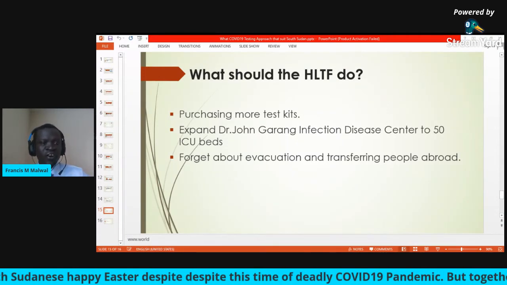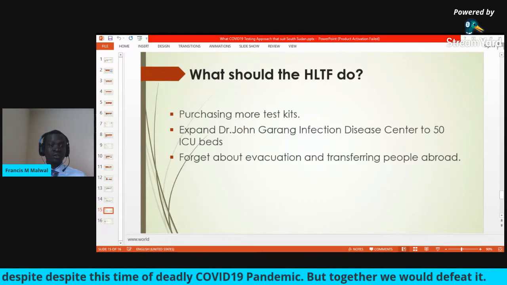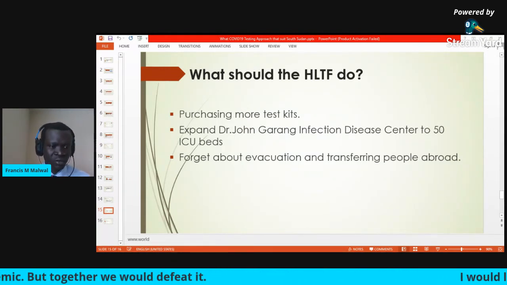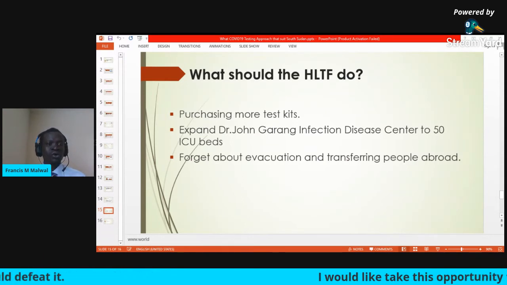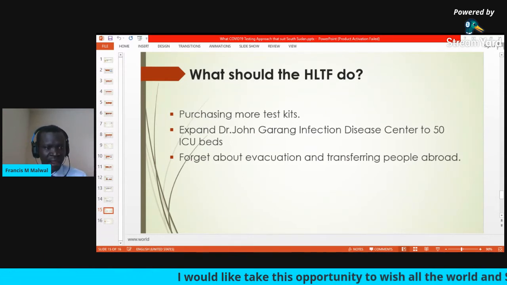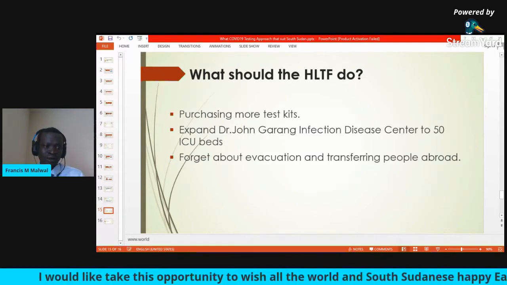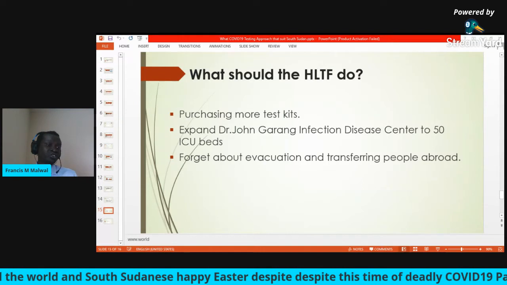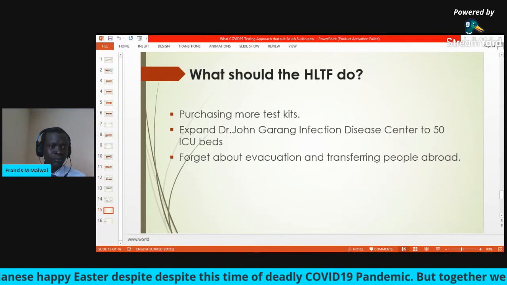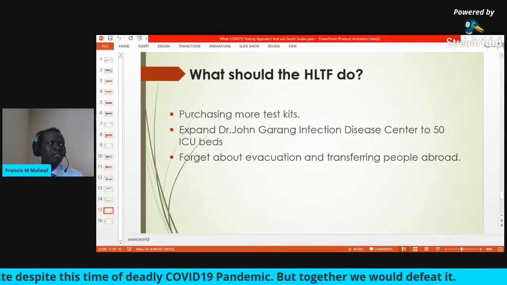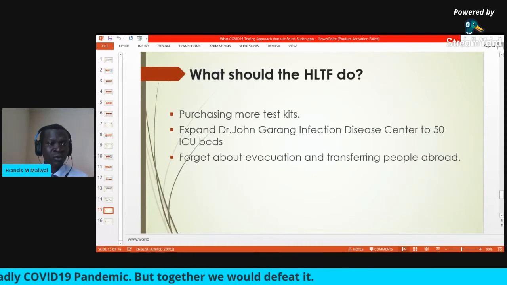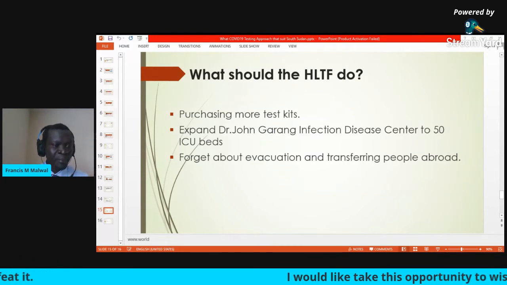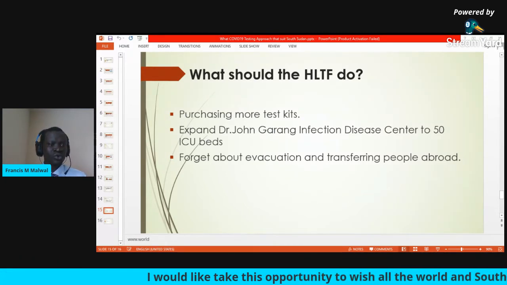So we need to forget about evacuation. Transferring people is not the good thing to do, for the reasons I've mentioned earlier, because you don't know what would happen. I know I've been in Kenya, and we should not take that situation for granted, because this virus is unpredictable. Maybe Kenya would have more cases beyond their capacity. So what would you do?